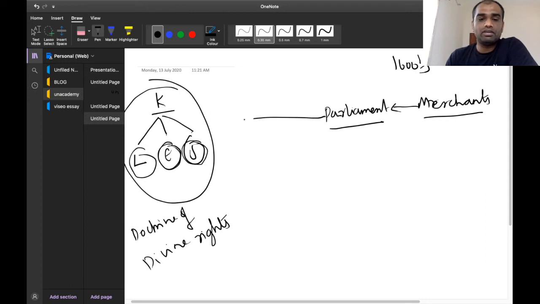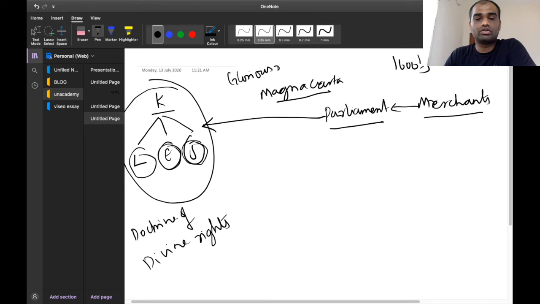Now, this Parliament presented a document called Magna Carta. At the height of their powers, during the Glorious Revolution, which happened in Britain, Parliament presented this Magna Carta to the king. What this Magna Carta did is that it restricted the powers of the king.